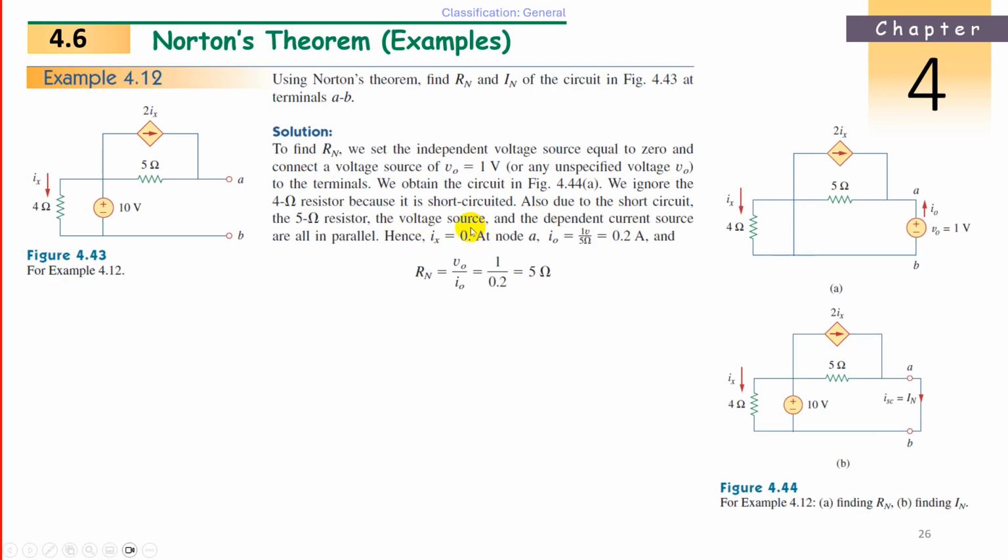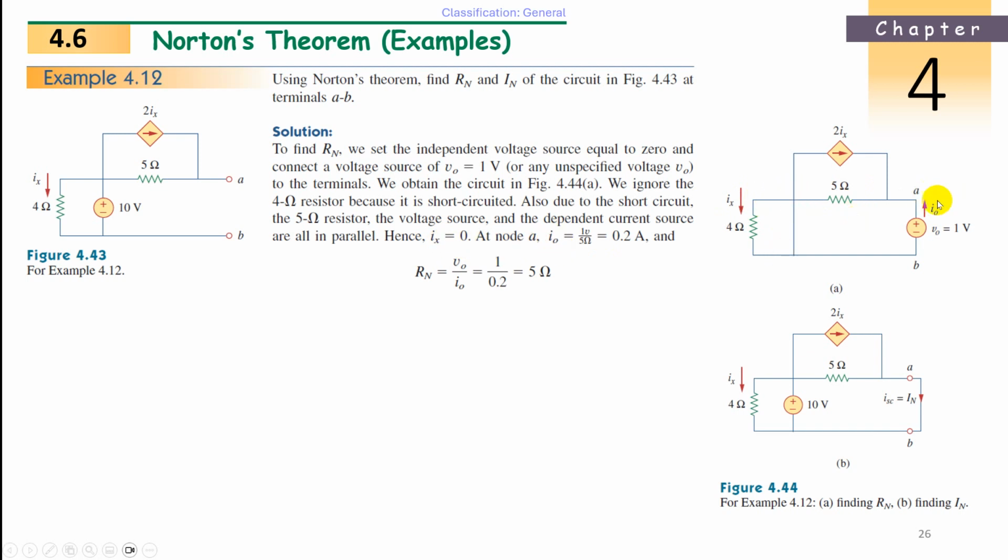The voltage source and the dependent current source are in parallel. Because this is short circuited, this is removed and this point comes up to point B, so these two become parallel. The current I0 will divide between these two. Hence, Ix is equal to 0 at this node, because of this short circuit.